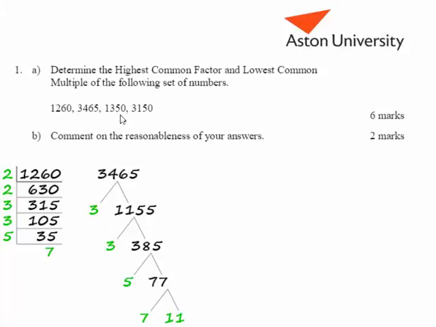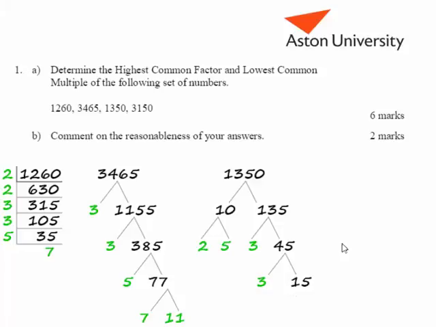For 1350, I'm going to use a slightly different method. Clearly that's divisible by 10, so we'll divide by 10. And that means that we've got 135 divided by 10. The factors of 10 are 2 and 5. 135. 1 plus 3 is 4, 4 plus 5 is 9, 9 is divisible by 3, so 135 is divisible by 3. Divide that and we get 45. 45 is divisible by 3 to give us 15, 15 is divisible by 3 and it gives us 5. So there are all the prime factors.